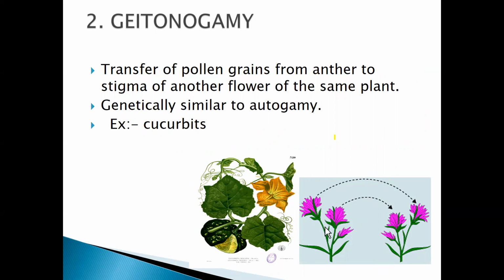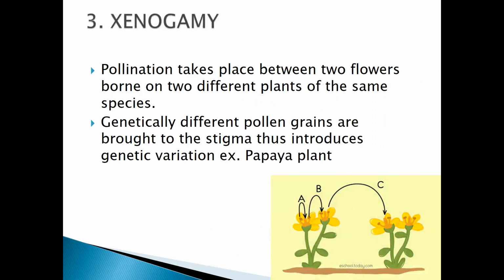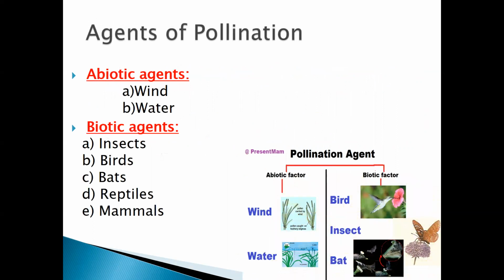So it is very important. And it has been asked time and again, the difference between xenogamy, autogamy and geitonogamy. So it is very important for you to know the examples and the definitions. When we are studying pollination, there are agents of pollination also. Now, let me focus on the definition of pollination only. Pollination is nothing but the transfer of the pollen grain from the anther to the stigma.